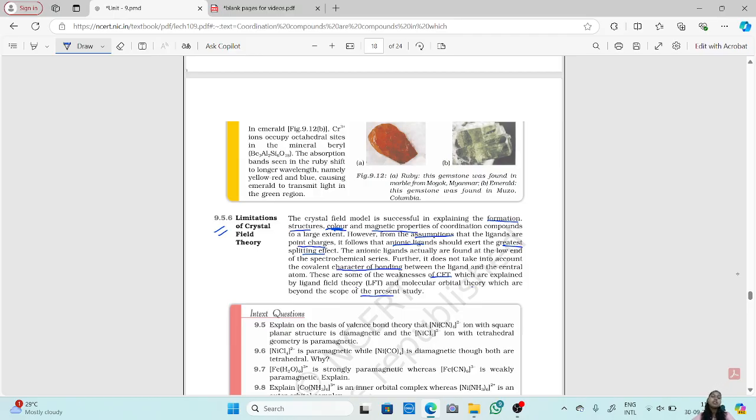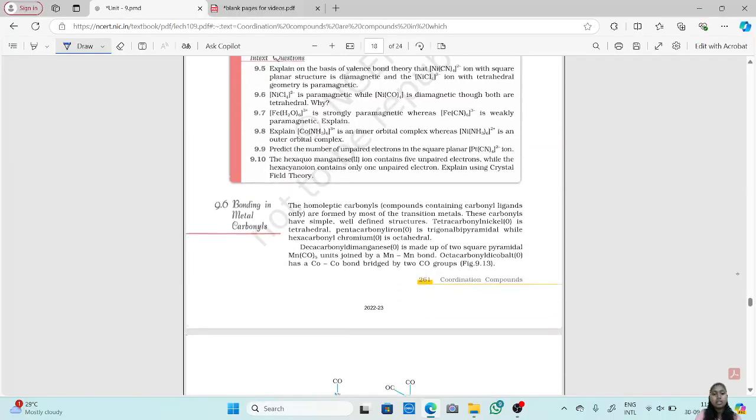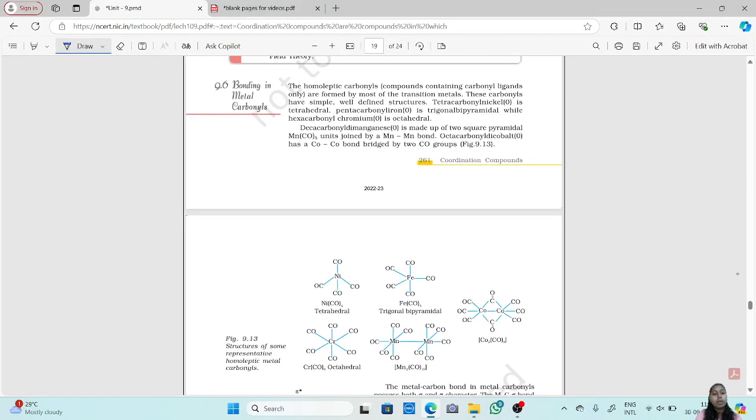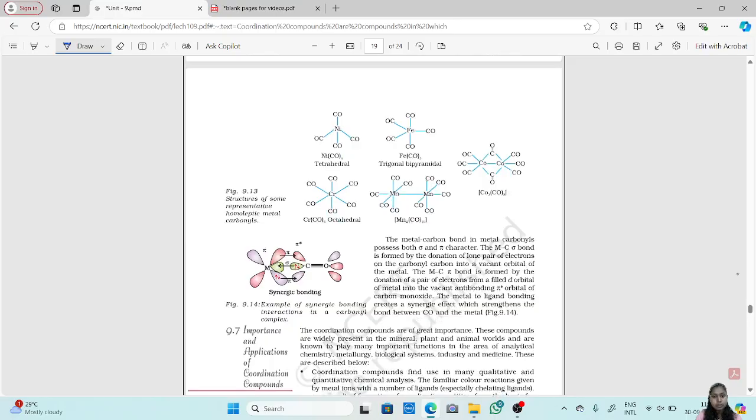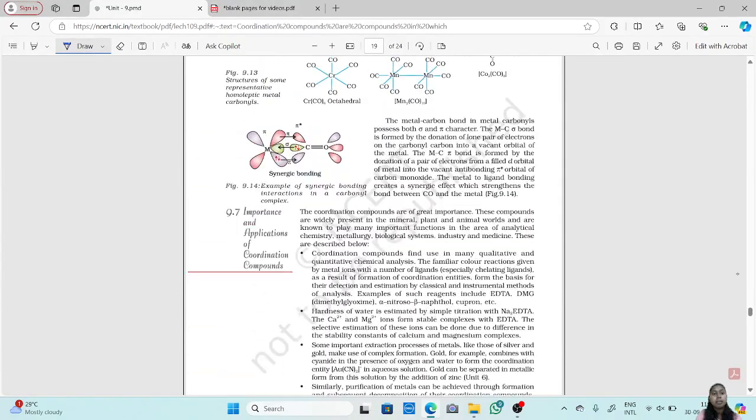So because valence bond theory had certain limitations, we moved to the crystal field theory. Now, crystal field theory again shows some limitations, right? So hence ligand field theory and molecular orbital theory were put forth. You don't have both of them because they are beyond the scope of your present study, so you will see them in your higher classes. Now next is the bonding in metal carbonyls. How does bonding happen in metal carbonyls?